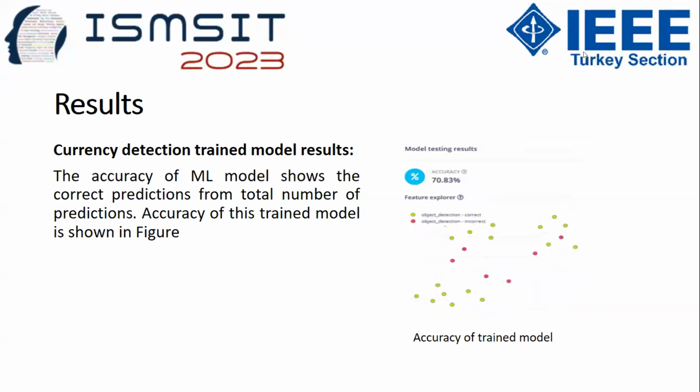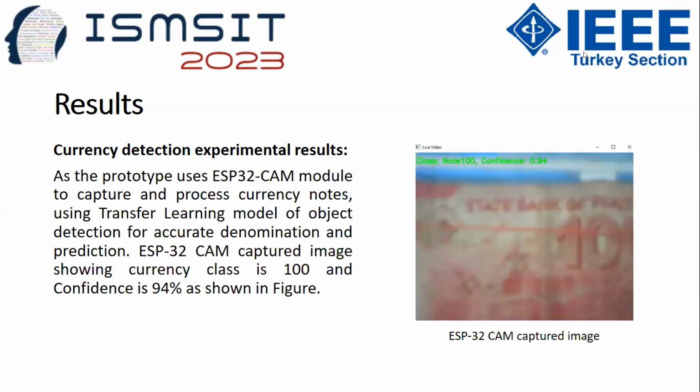Now, the currency dataset trained model. The accuracy of an ML model shows the correct predictions from the total number of predictions. The accuracy of this trained model is shown in the figure, that is 70.83, which is the trained model accuracy, and it can be increased after training it for a longer period.